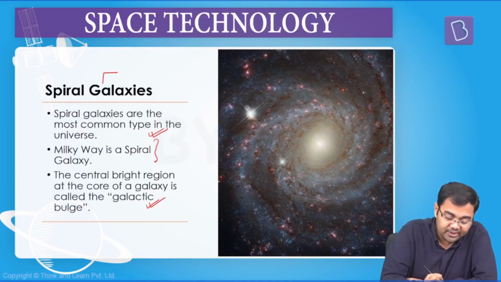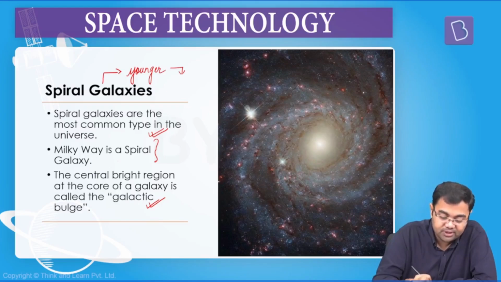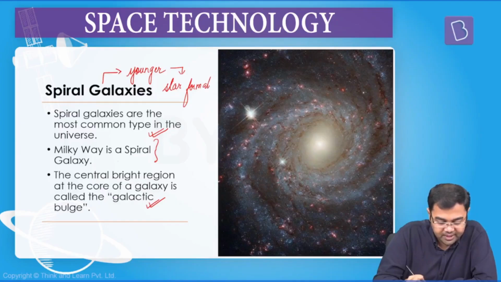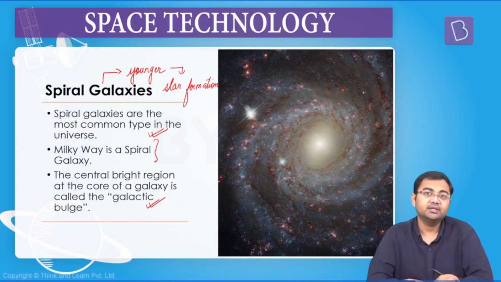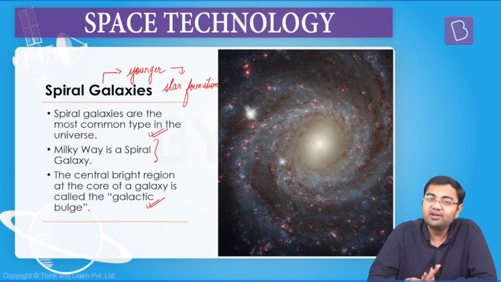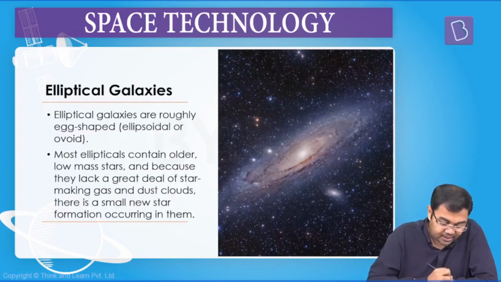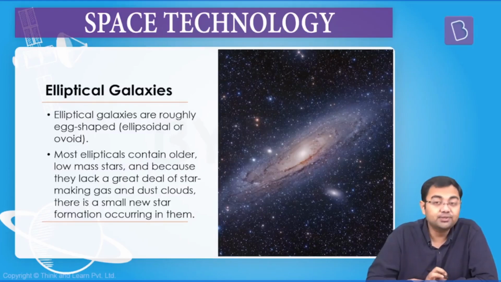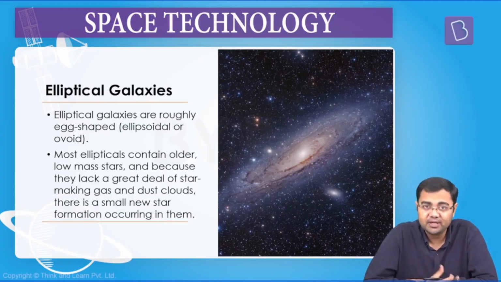Now also you should remember that when it comes to spiral galaxies, these are said to be younger galaxies, and that's why more star formation keeps on happening. So star formation keeps on happening in this kind of a galaxy. This is something that has been observed for spiral galaxies. At the same time, when we go to elliptical galaxies, as you can see in the picture itself, they are elliptical in shape, egg shaped you can say.